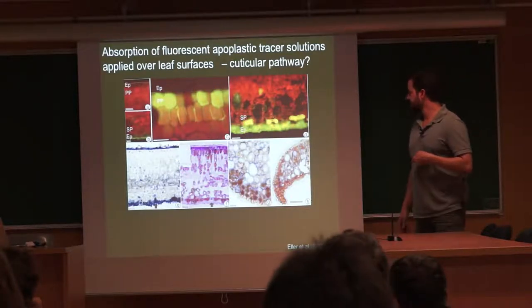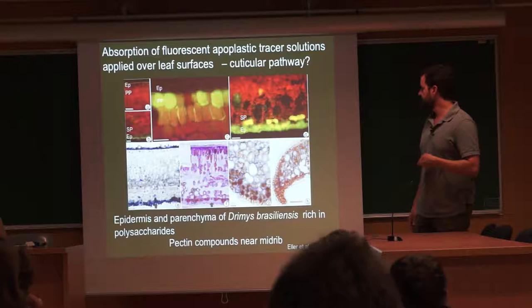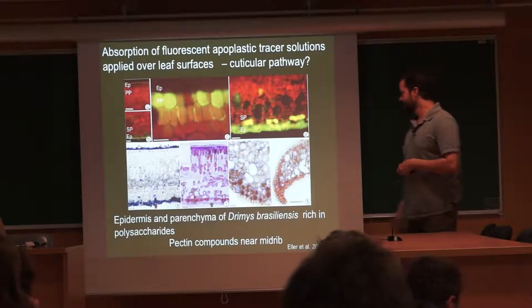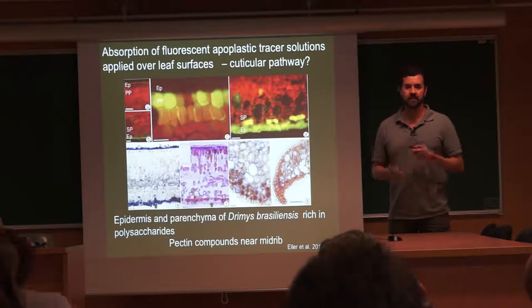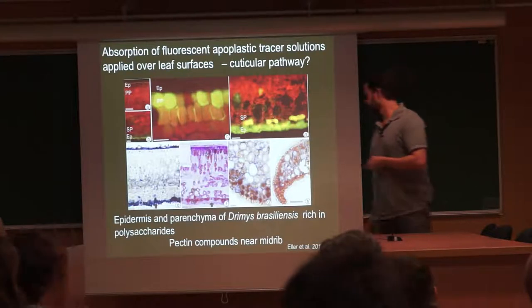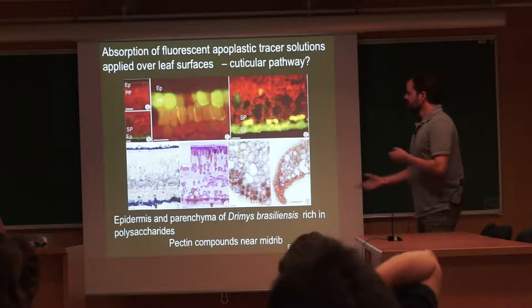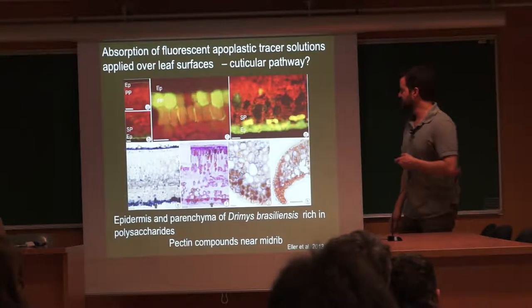Usually these species that we study have a lot of hydrophilic compounds, both in the epidermis and also in the parenchyma. Pectin compounds near the midrib are extremely abundant, and all these compounds are extremely hydrophilic. So they might also contribute to holding this water inside the leaves. So this is just a first piece of evidence that water can actually move via the cuticle.